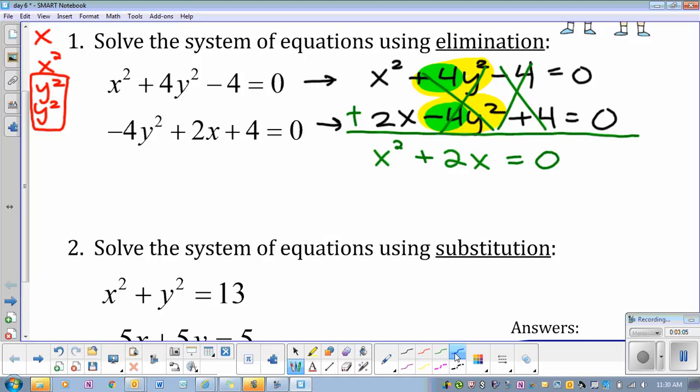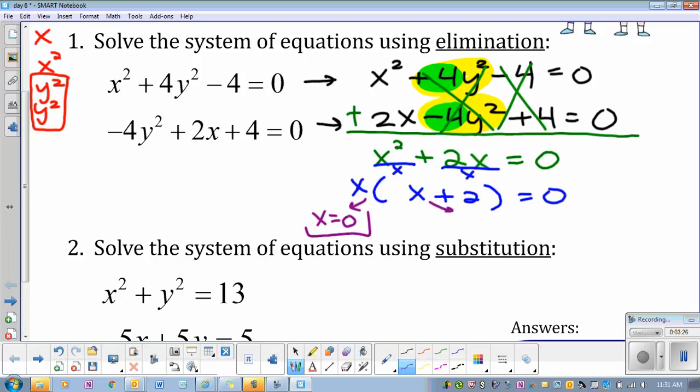But what is the first step in factoring? GCF. So you can take an x out of there, right? If you divide everybody by x, then you get x plus 2 equals 0. Yes? And now how do you solve by factoring? You need to make everybody equal to 0. So x equals 0, which that one's done. x plus 2 equals 0, so x equals negative 2, right? Okay. So now I have x equals 0, and I have x equals negative 2.